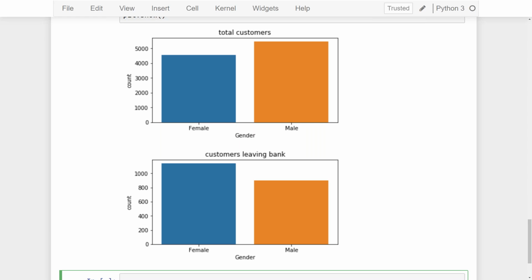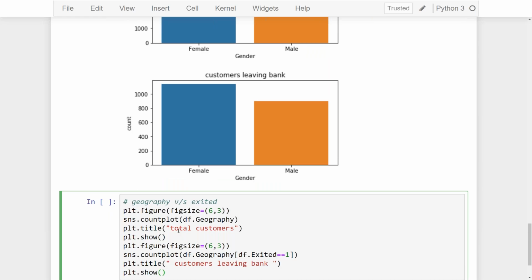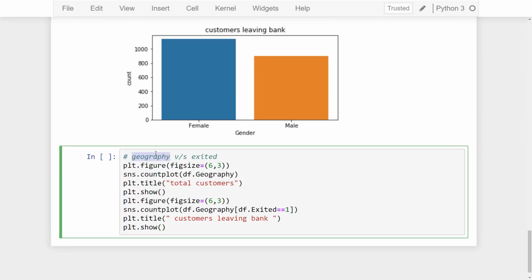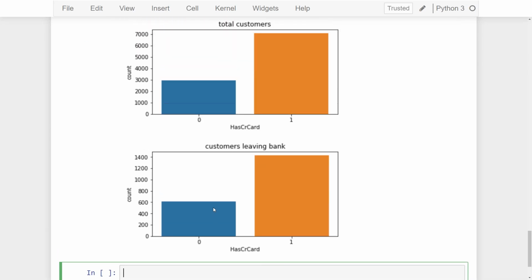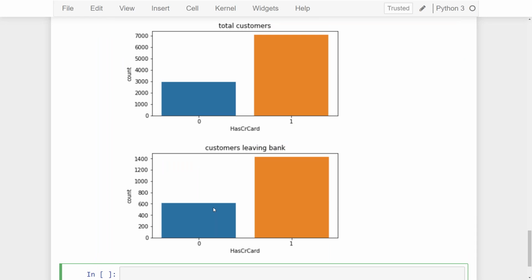Right? So next, in a similar way, let's do it for whether a customer has a credit card or not. That's a column. So let's do has credit card or not: total customers versus customers leaving the bank. Do you think that having a credit card or not is impacting customers leaving, or not impacting? You can also calculate the ratio as well.